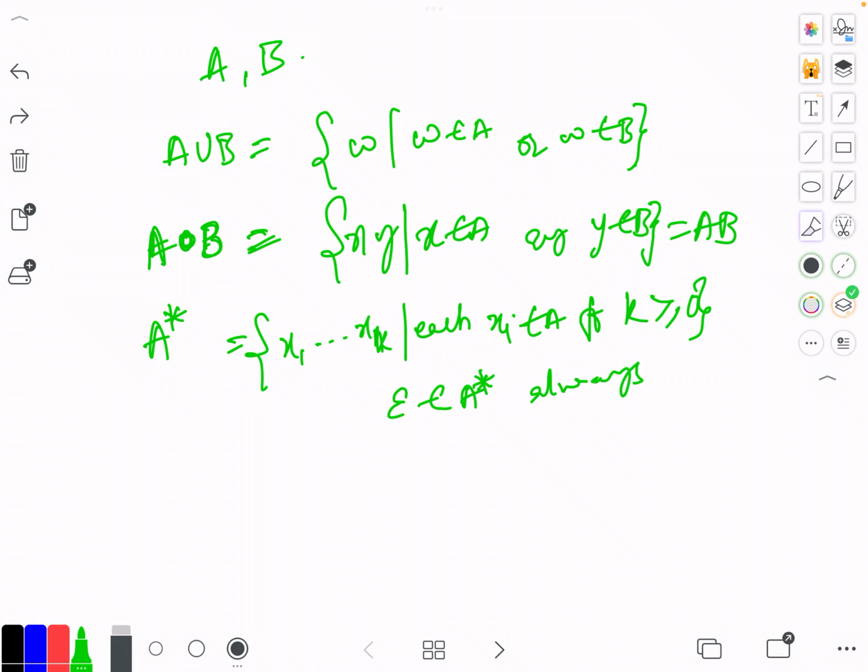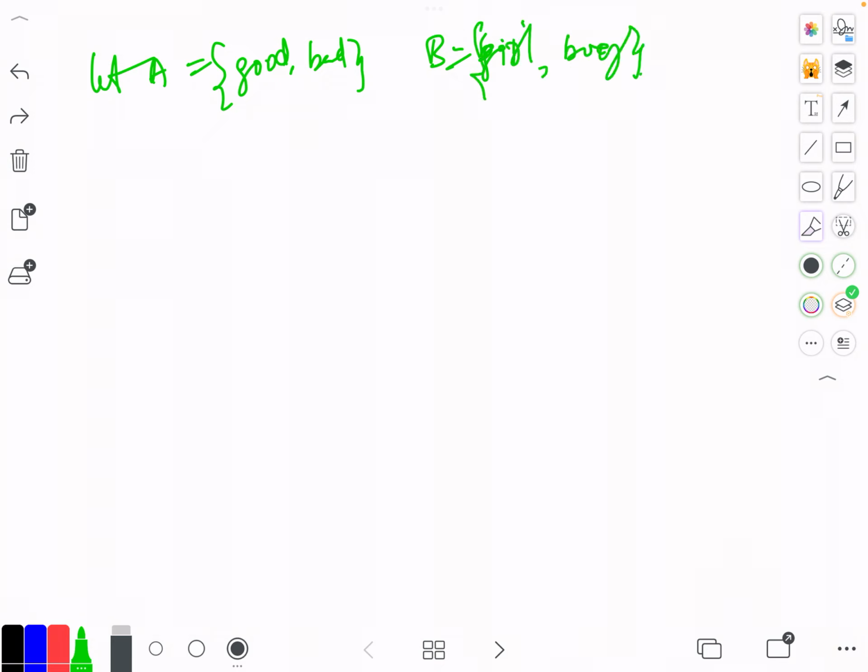Let's look at examples. Let A be equal to good, bad, and B be equal to girl, boy. When you say A union B, this is basic math which we have already learned: good, bad, girl, and boy.